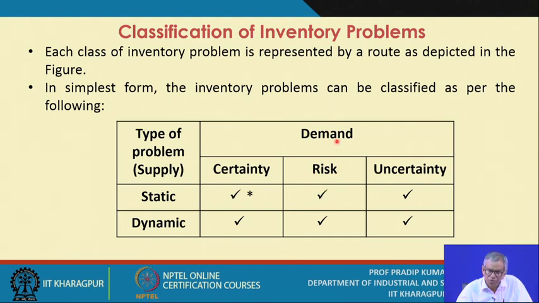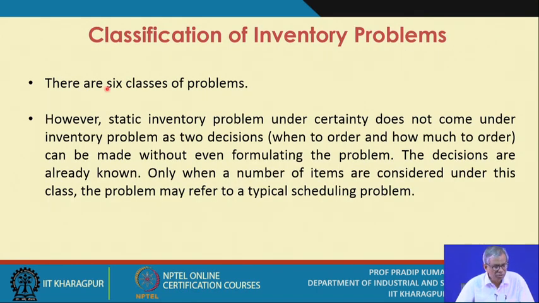That means the demand is known with risk, the demand distribution is known, whereas the number of orders is just one, or the number of orders could be greater than one. Demand is known with risk. Similarly, when the demand is known with uncertainty, both the static as well as the dynamic cases we must be dealing with. So there are 6 classes of problems. We refer to this table.